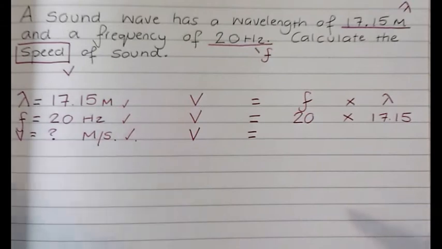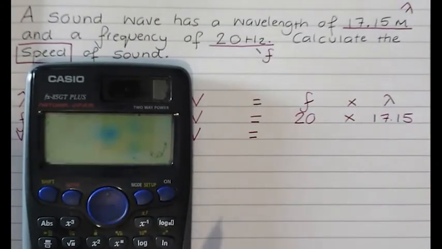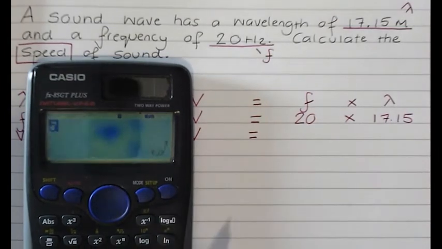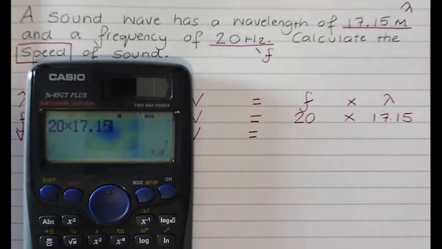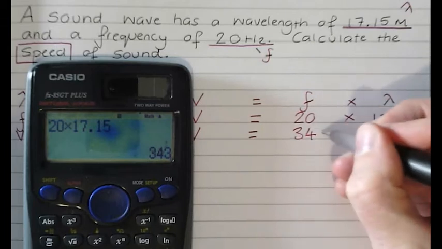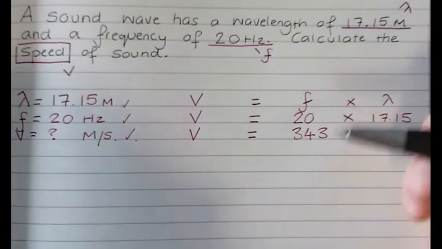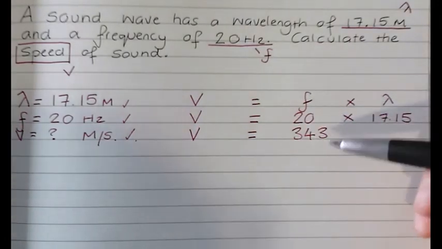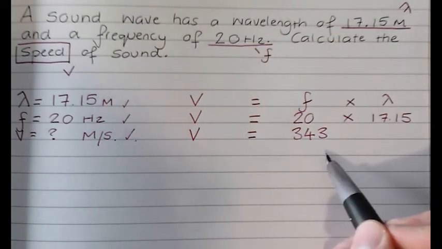Okay, so you get your calculator. So we've got our sum, which is 20 times 17.15. Oh, better turn it on. 20 times 17.15. That's right, it's really important to check your calculation. 17.15 equals, and we get 343. Now we aren't finished yet, because what we have to do is check that we've got the right number of significant figures. Now we aren't told anything here, so that's fine. We can just leave it as this.